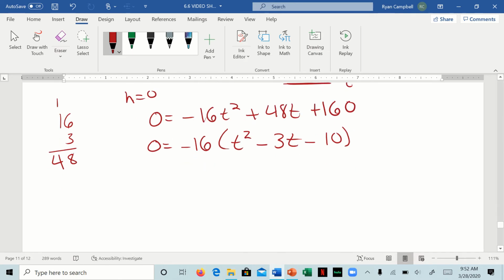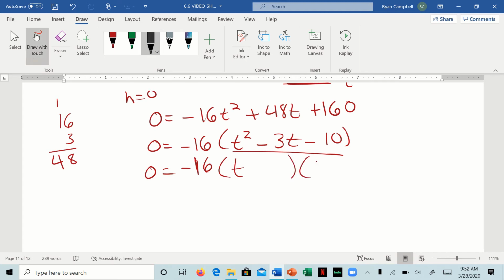All right. So we get, oh, technical difficulties again. Whew. There we go. So how can we factor this out? What two numbers multiply to get us negative 10 and add to get us negative 3? That would be negative 5 and positive 2. Again, it doesn't matter what order you put it in because we're about to make everything equal to 0.